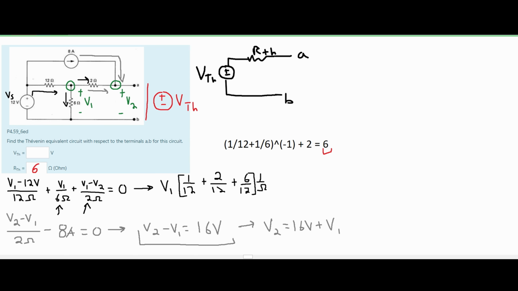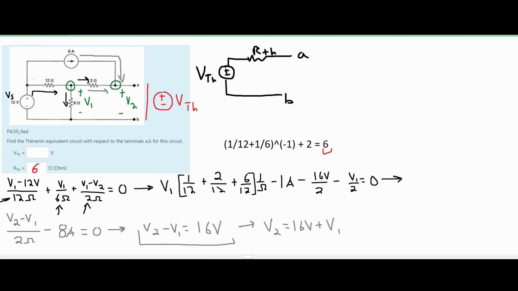After this, we are going to look at this 12 ohms, or I'm sorry, this 12 volts over 12 ohms. We're going to have a minus 1 amps. And then we have a minus V2 over 2. Well, we know what our V2 is. We know that our V2 is 16 volts plus V1. So we're actually going to have 16 volts over 2. If we factor in the negative, we're going to have a negative V1 over 2 as well, and this is set equal to 0.